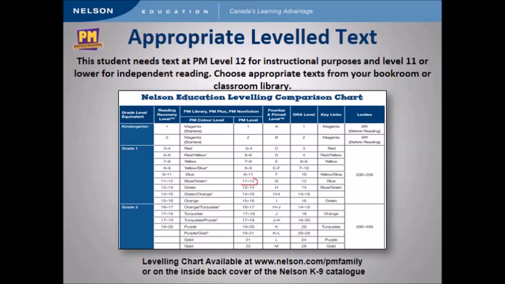So if you happen to have books that are leveled using Fountas and Pinnell guided reading levels, you'd be looking for a book in the G or H level. If you happen to be working with books that use a color system, such as Key Links, you'd be looking for books in the blue-green range. So it doesn't really matter what type of book you have and what type of leveling system it uses. You can look at the equivalency chart and find a book that's in the level 12 range.